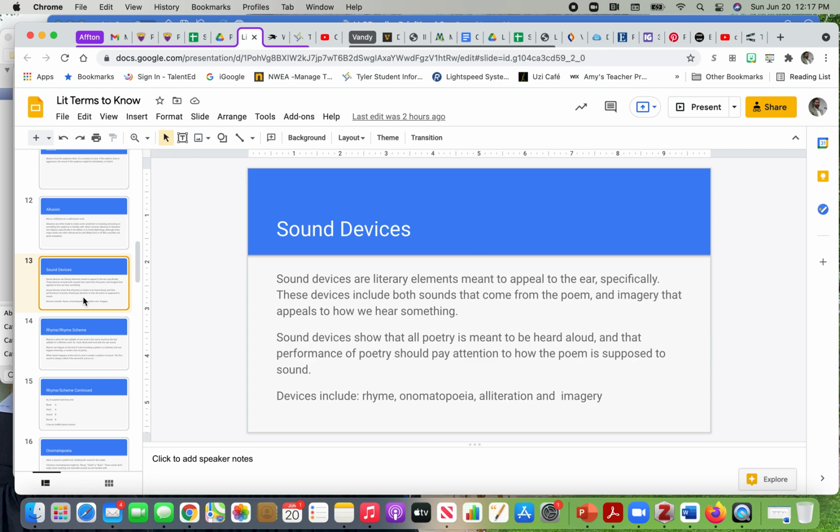Poetry, as you already know, is kind of meant to be heard out loud as well as read, and we definitely get that from music, right? That music is a form of poetry, especially lyrical music, and that we are hearing certain things, and how it affects our ears, right? So there are a lot of terms that fall into sound devices: rhyme, any kind of rhyme scheme, onomatopoeia, alliteration, and then we talked about imagery yesterday, as sometimes being something that affects us.